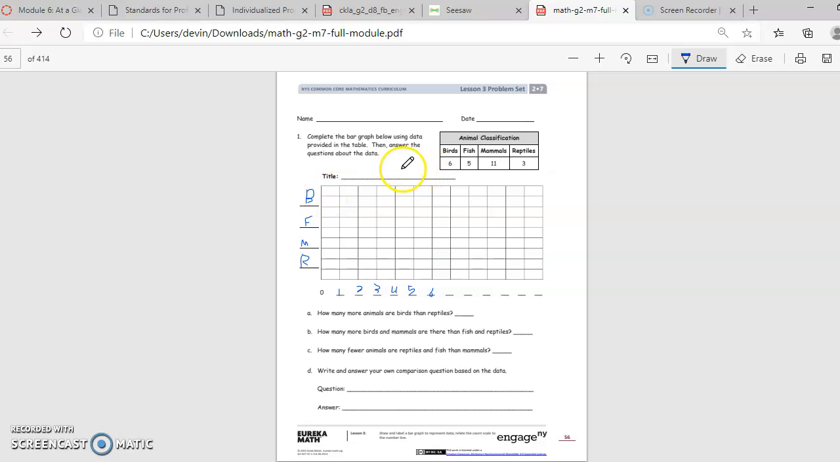Alright, so when you have all the labels ready for the graph, you can go ahead and start the bar graph. So we'll start with birds, and this line lines up with this row right here. It's 6. So we're going to count 1, 2, 3, 4, 5, 6. And then instead of doing circles, you're going to color these in. So you can go ahead and color the whole bar, and you want the entire rectangle filled in.